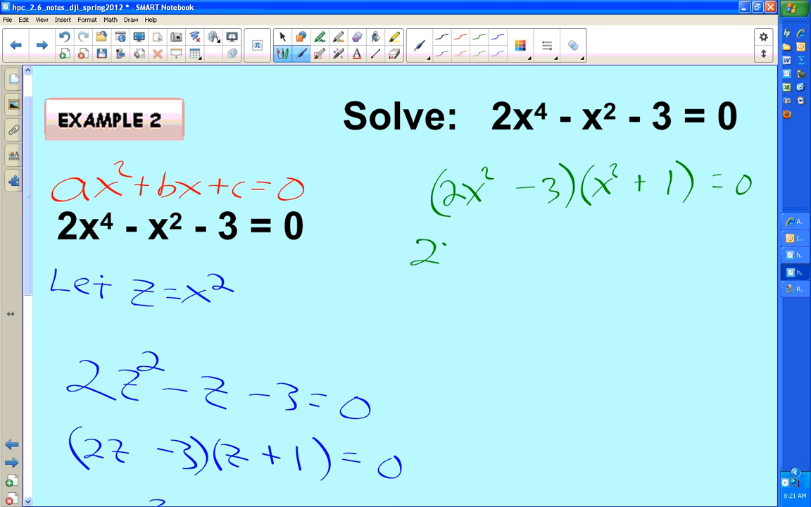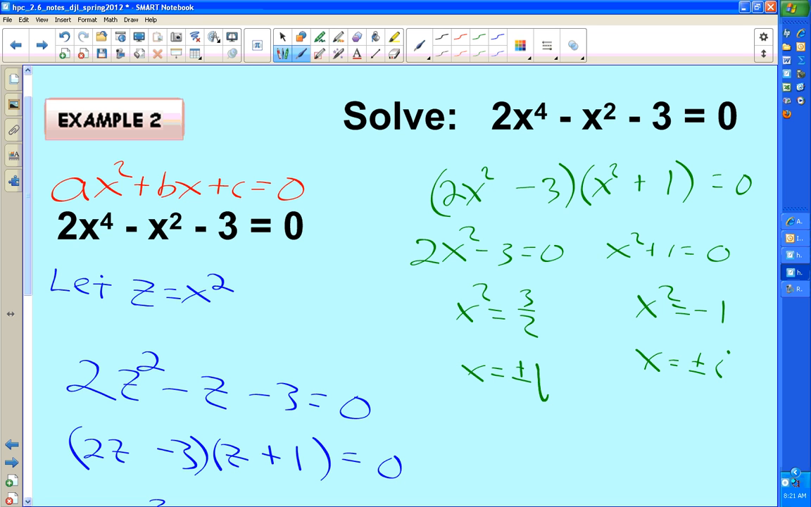So then we take the 2x squared minus 3 and set it equal to 0, and we get right down to x squared equals 3/2, the same thing we got on the left side. And over here, x squared plus 1 equals 0, and x squared equals negative 1. So x equals plus or minus i, and x equals plus or minus square root of 3/2, so root 6 over 2, and plus or minus i.